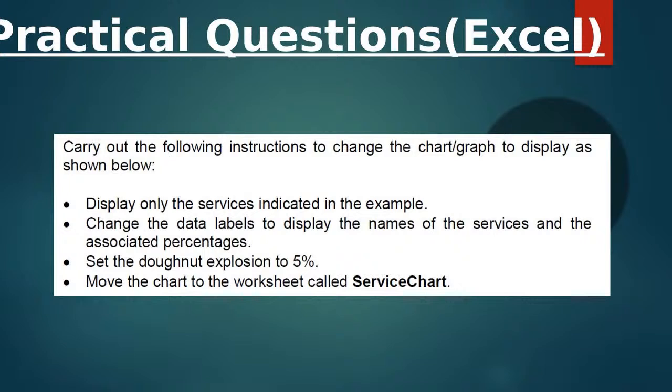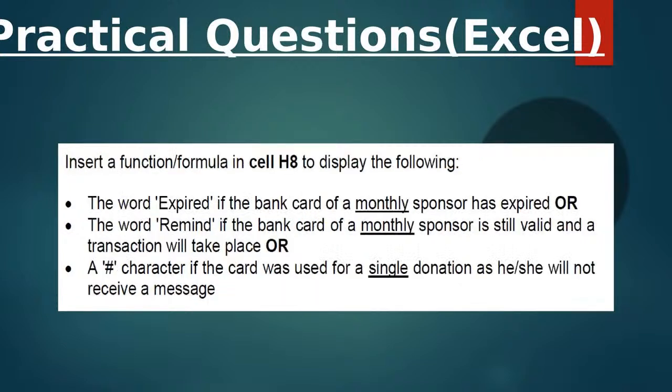Then they want you to use explosion. That's where, especially when you have a pie chart, you have one particular item that's actually pulling out from the rest of the pie chart. And then they want you to save it. This is also a mark. Move the chart to the worksheet. So they want you to cut that and paste it on that particular worksheet.